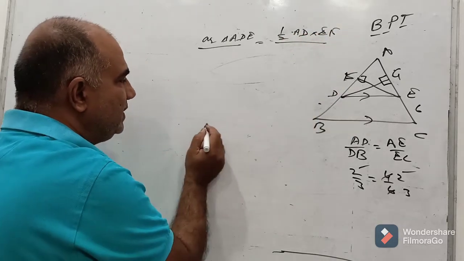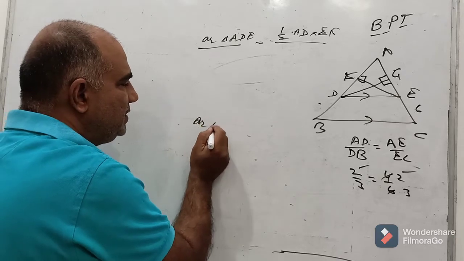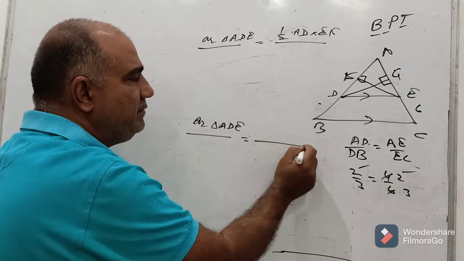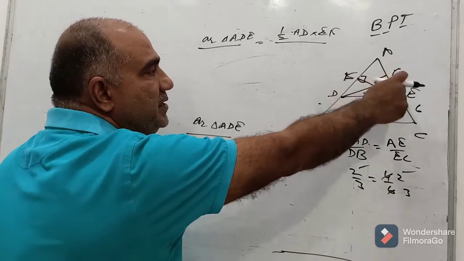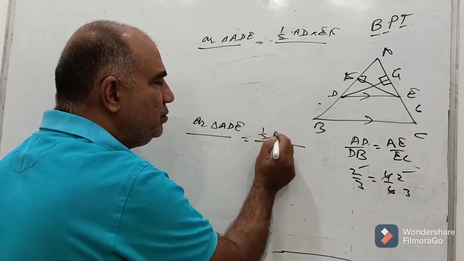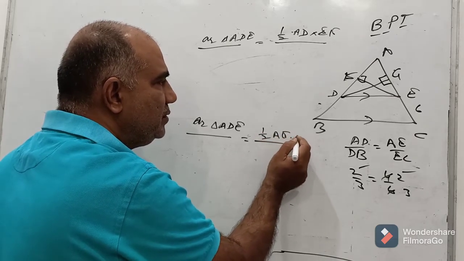Again, if I write here area of triangle ADE, that we will see subsequently. We are going to do something else. So with this base, if I want to find out, that will be half into AE into DG.